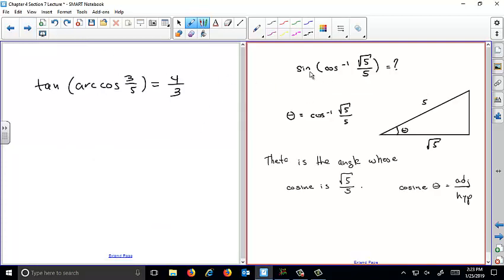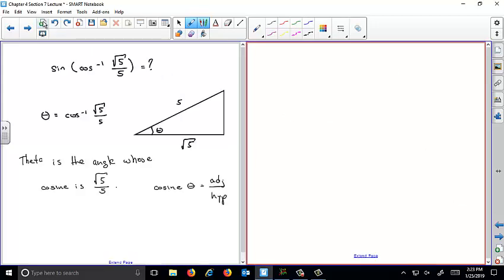Here's another one. What is the sine of the angle whose cosine is the square root of 5 over 5? So we let this thing be called theta. So theta is the arc cosine of the square root of 5 over 5. The cosine is the adjacent over the hypotenuse. So we draw our arbitrary right triangle here, our illustrative or representative triangle. This numerator is the length of the adjacent side. The denominator is the length of the hypotenuse.